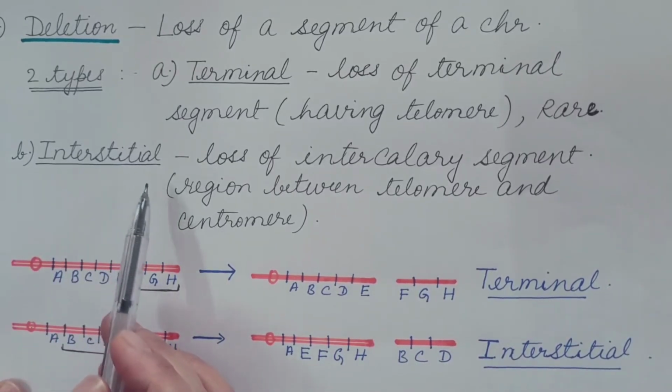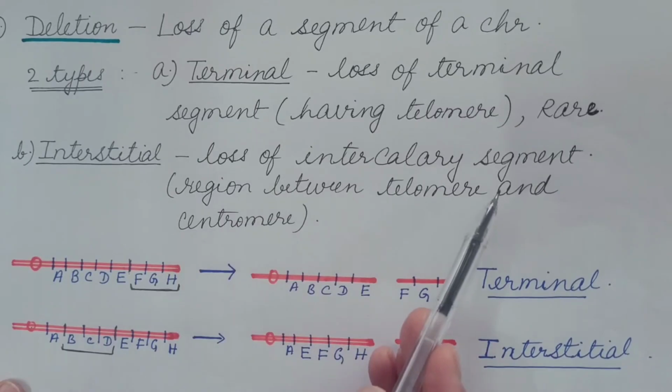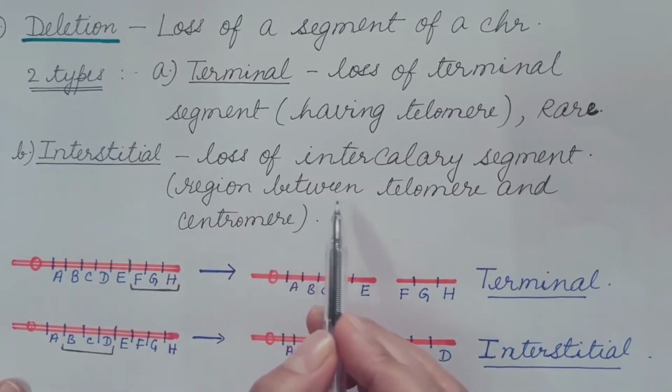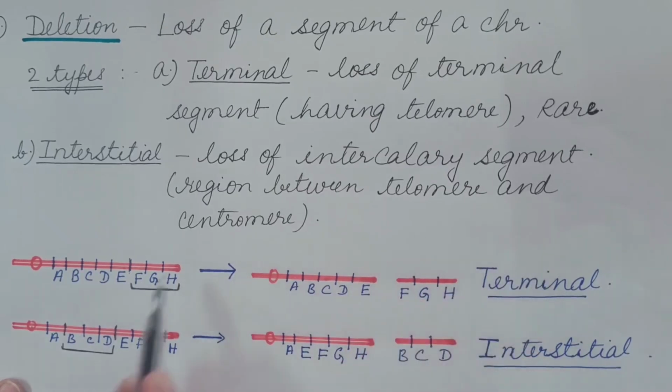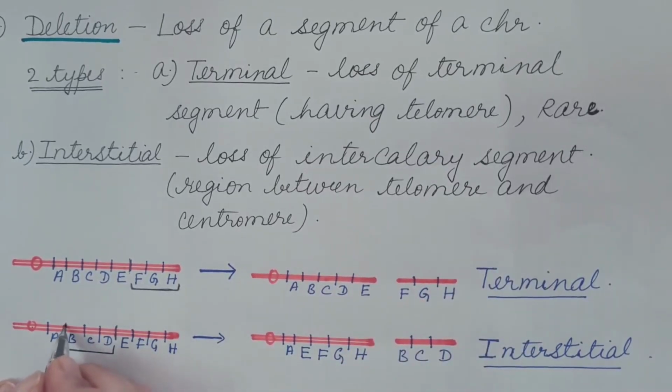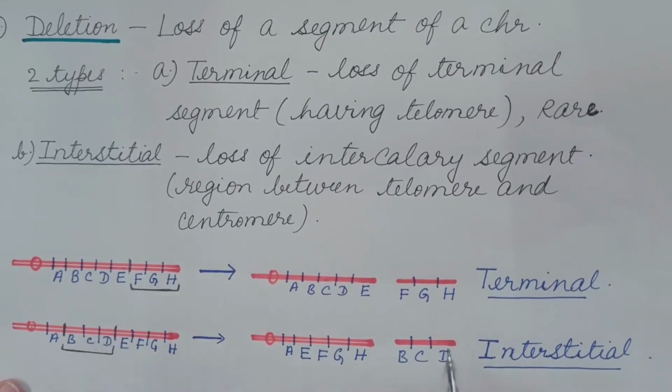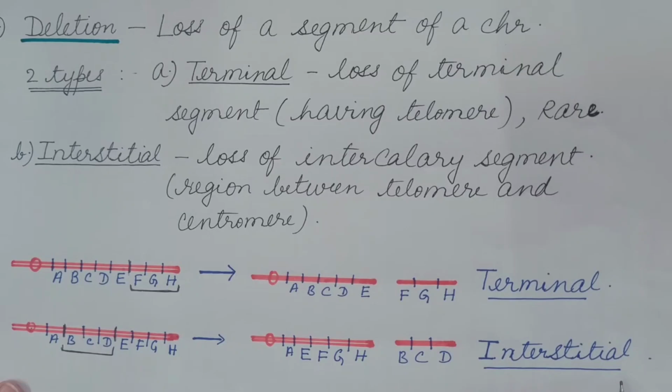Second is interstitial: loss of an intercalary segment of a chromosome, that is the region which is present in between the telomere and centromere. This is the normal chromosome. Breakage occurs at this point, and this region BCD is lost. This region is present in between the centromere and the telomere, that is, it is intercalary. Hence this type of deletion is known as interstitial deletion.